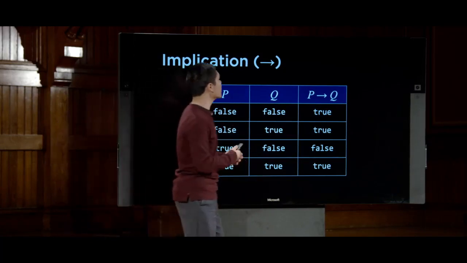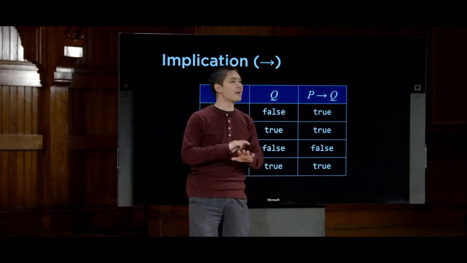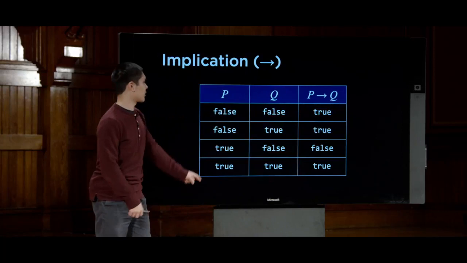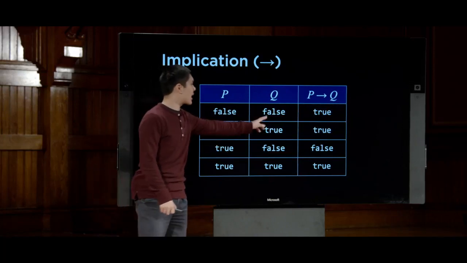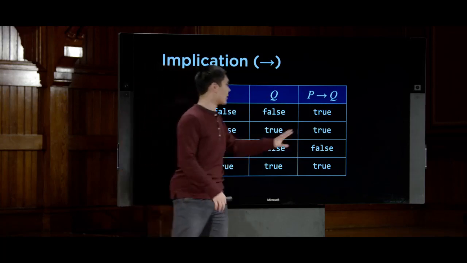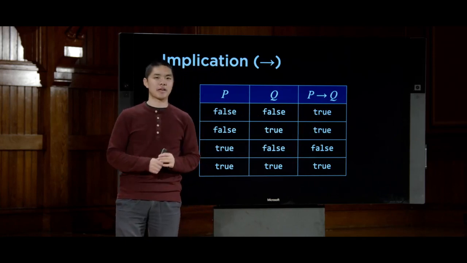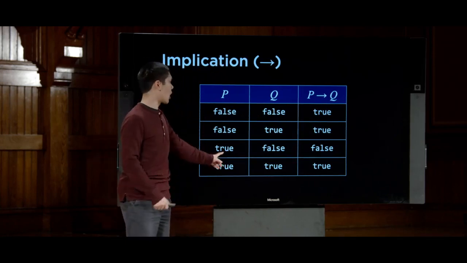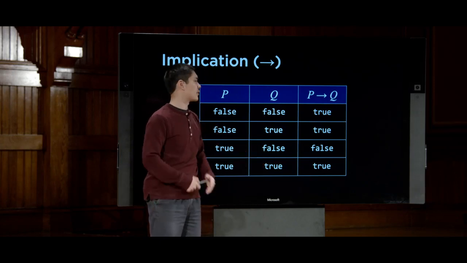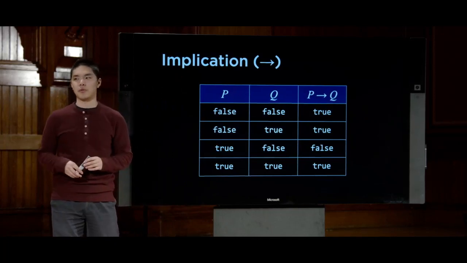P implies Q just means that if P is true, Q must be true. But if P is not true, then we make no claim about whether or not Q is true at all. So in either case, if P is false, it doesn't matter what Q is, whether it's false or true. We're not making any claim about Q whatsoever. We can still evaluate the implication to true. The only way that the implication is ever false is if our premise, P, is true, but the conclusion that we're drawing, Q, happens to be false. So in that case, we would say P does not imply Q.